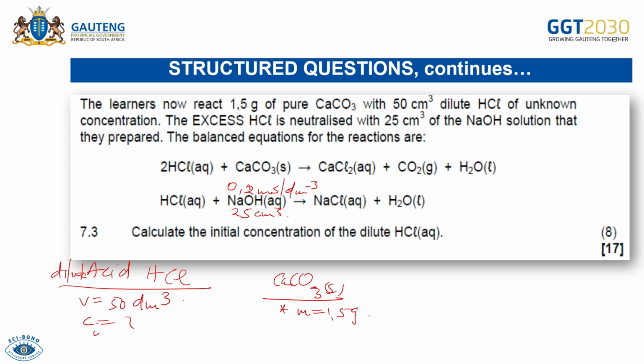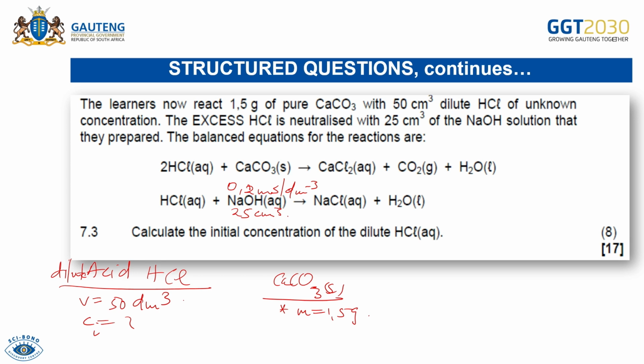Then these are the balanced equations. The second equation: hydrochloric acid plus sodium hydroxide to produce sodium chloride plus water. Right. So where are we supposed to start here? They want us to calculate the initial concentration of the dilute hydrochloric acid. They need us to calculate the concentration, or the initial concentration, of the dilute hydrochloric acid.